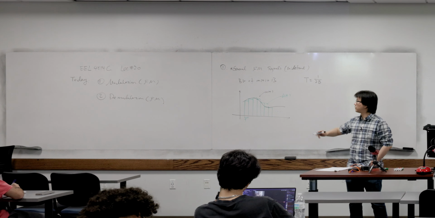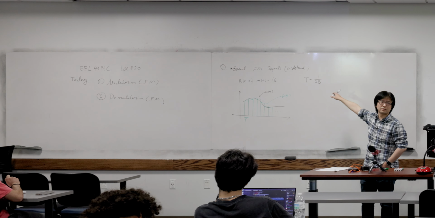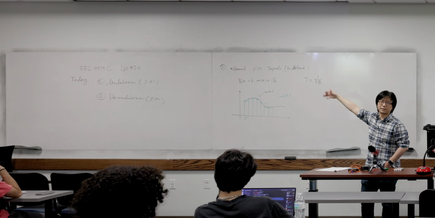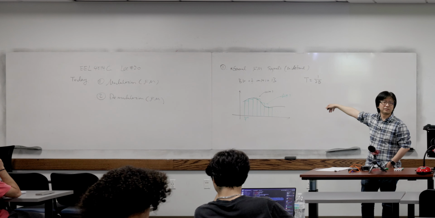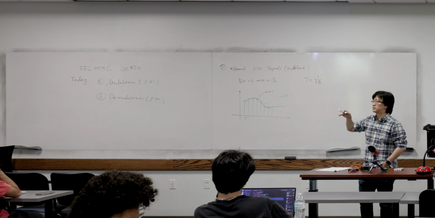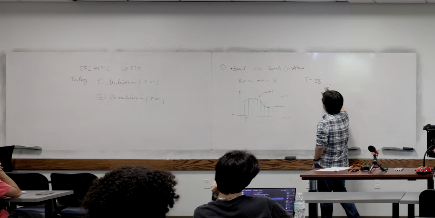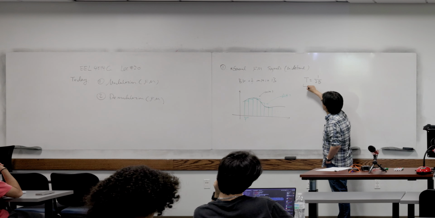By the way, who knows how we get this? Has anybody seen this kind of thing before, like the sampling rate? What is that? Nyquist rate, exactly. We're going to do that later. Just see whether you know that or not. But we assume that is given.